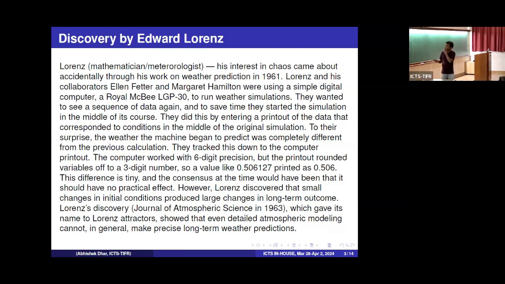This difference is tiny, and at that time people thought it should have no practical effect, but Lorentz discovered that small changes in initial conditions produce large changes in the long-term outcome. This was published in a journal in '63. And this paper is really nice.